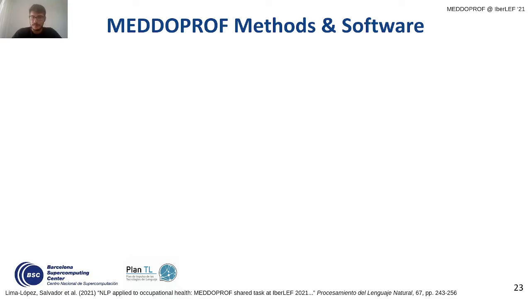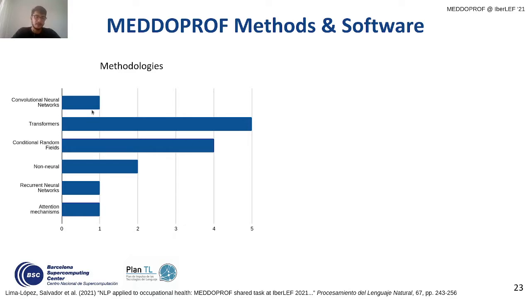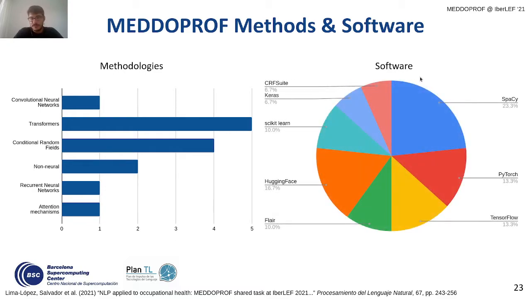As for the methodologies the participants used, as is the current trend in natural language processing nowadays, transformers were the most popular architecture. Conditional random fields were also very popular, and some participants also used some non-neural approaches. It's also noteworthy that I think all of the participants used some type of open source NLP software, such as spaCy, PyTorch, TensorFlow, Hugging Face, etc.